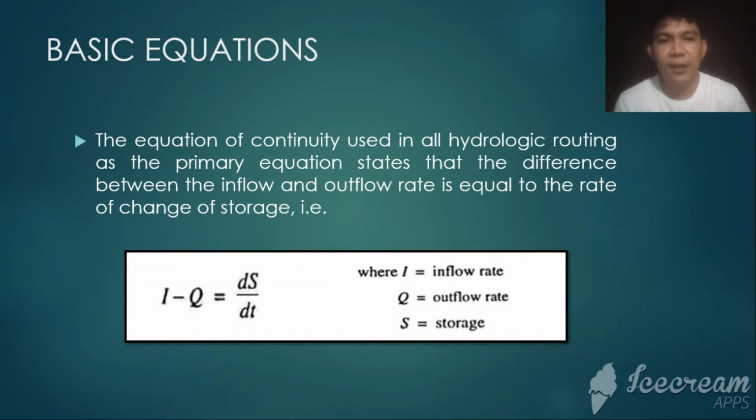Next we have the basic equations. The equation of continuity, the primary equation in all hydraulic routing, states that the difference between the inflow and outflow rate is equal to the rate of change of storage. So we have I, the inflow, minus Q, the outflow rate, is equal to dS over dt, or the change of storage.